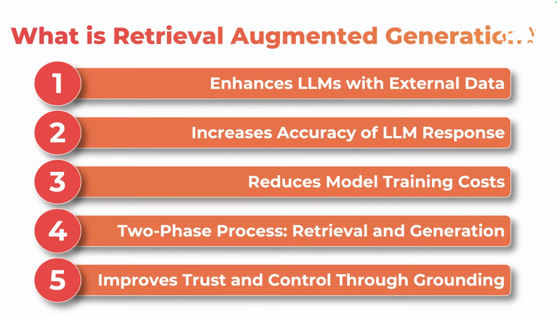So RAG has 2 phases. The first one is called retrieval, which is a combination of 2 things. One is an embedding model that is going to take the existing data and turn that into embeddings. The second component is a vector database that is responsible for performing a semantic search. And then we have the second phase of the RAG process, which is generation. So generation is the LLM taking the context provided by the vector database and then coming back with the accurate response. Ultimately, RAG is designed to improve trust and control through grounded data.